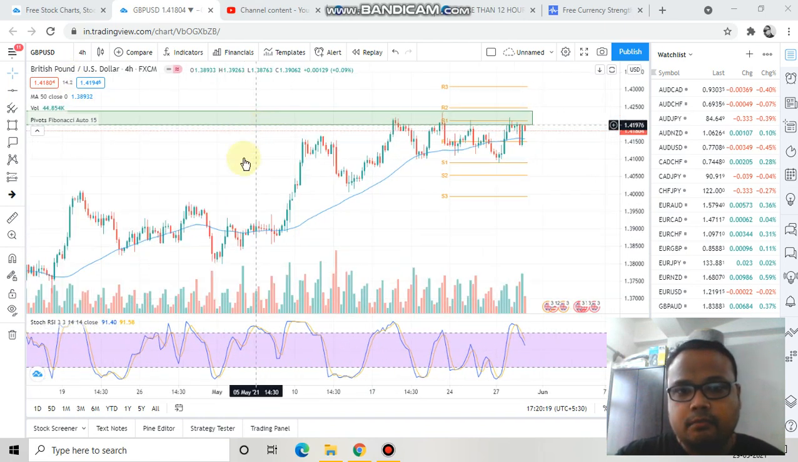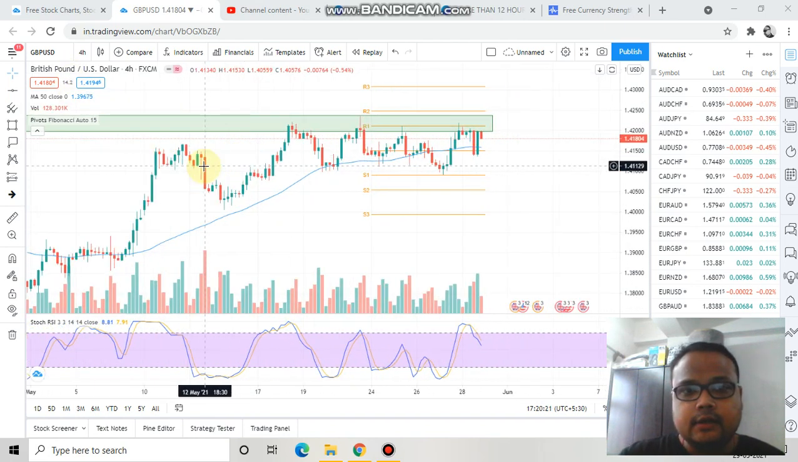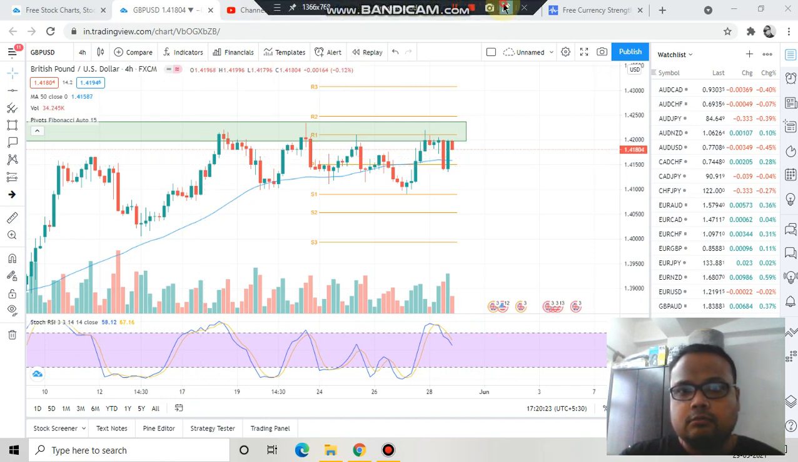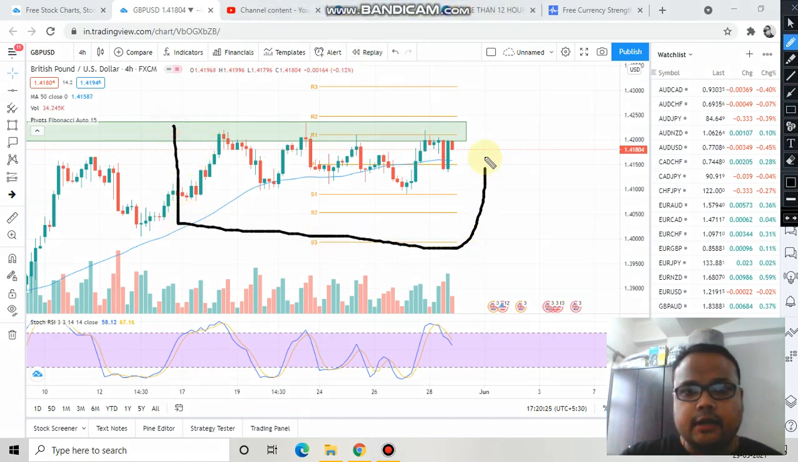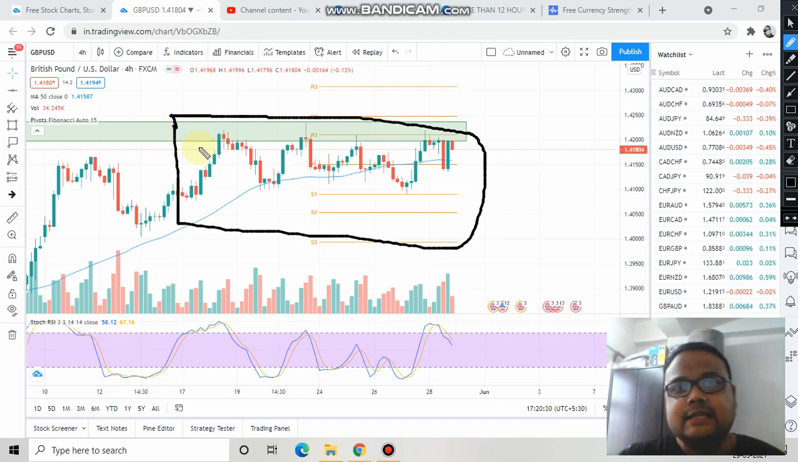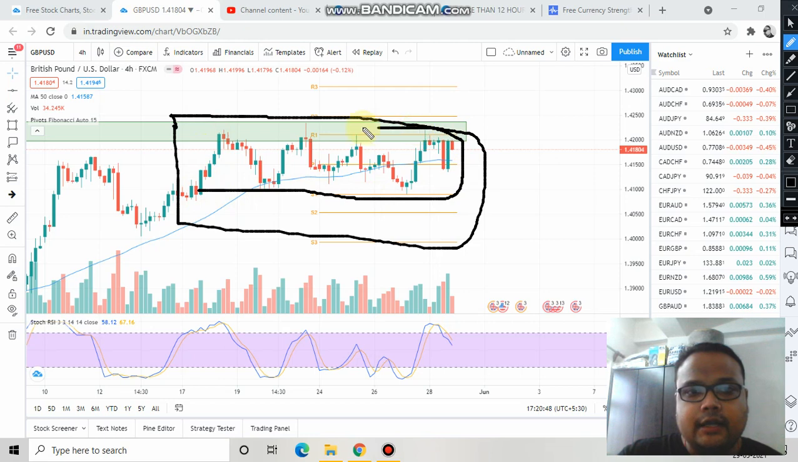If I zoom in and focus on this particular portion, we can easily see that the market is sideways. There is no doubt about the overall trend of the market being an uptrend, but right now the market is in sideways. The market is in a range, and to be precise, we can see that the market is trading in a tight range right now.